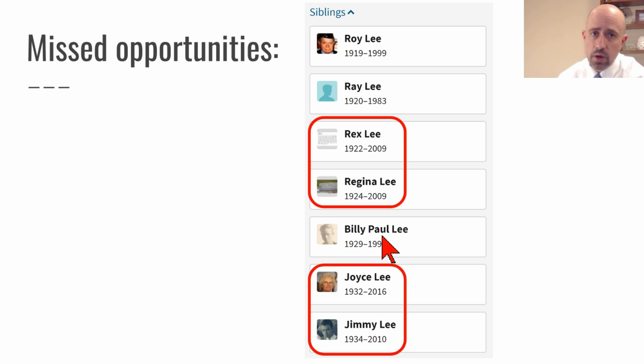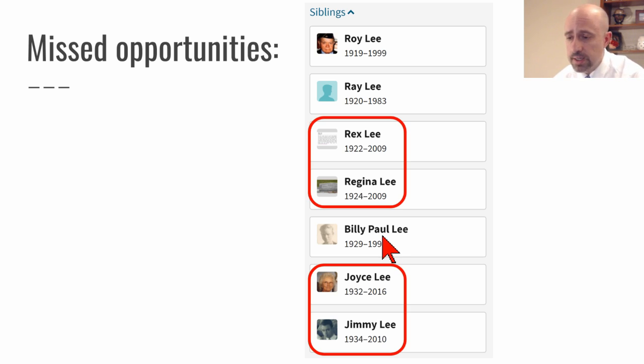But because he was the oldest of 8, he had several younger siblings, and some of those siblings lived until relatively recently. And in fact, 4 of these siblings, I show the 4 of these siblings could have been tested with autosomal DNA testing. If I had been smart enough, I could have tested all 4 of these siblings, and that would have been a great opportunity to capture the DNA from the previous generation.